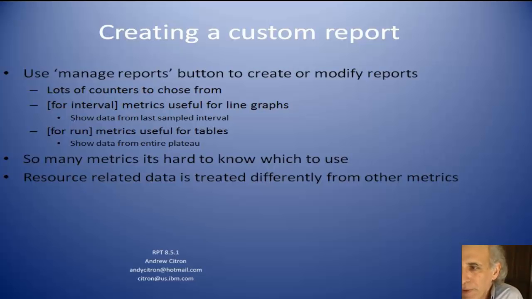Use the Manage Reports button. There are differences between for interval counters and for run counters. For interval is useful for line graphs, and for run metrics is useful for tables. There are tons of metrics available, and you'll have to poke your way through these counters to find the ones you care about. And the resource data is treated differently from other metrics. And in a later talk, I'm going to show you the counters that I select for my favorite reports.